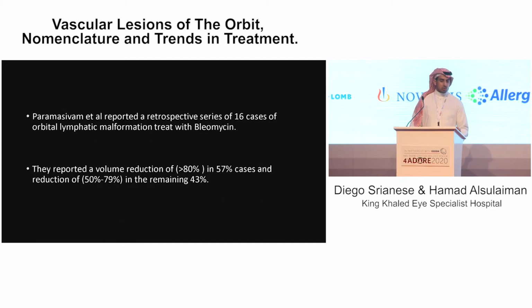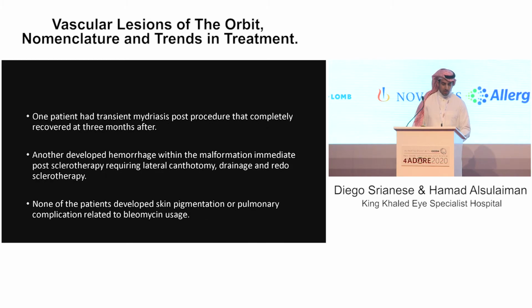Barma-Sivam also reported a retrospective case series that included 16 cases of orbital lymphatic malformation treated with bleomycin. They reported a volume reduction of more than 80% in 75% of cases, and a reduction between 50% and 79% in the remaining patients. One patient had transient mydriasis post-procedure that completely resolved after 3 months.